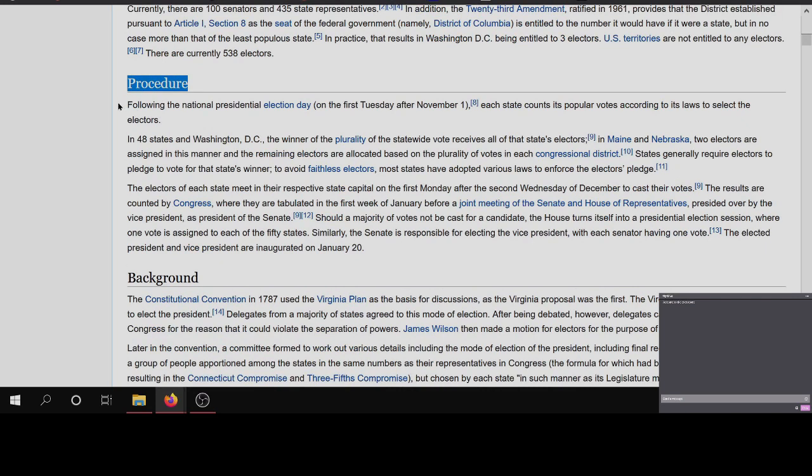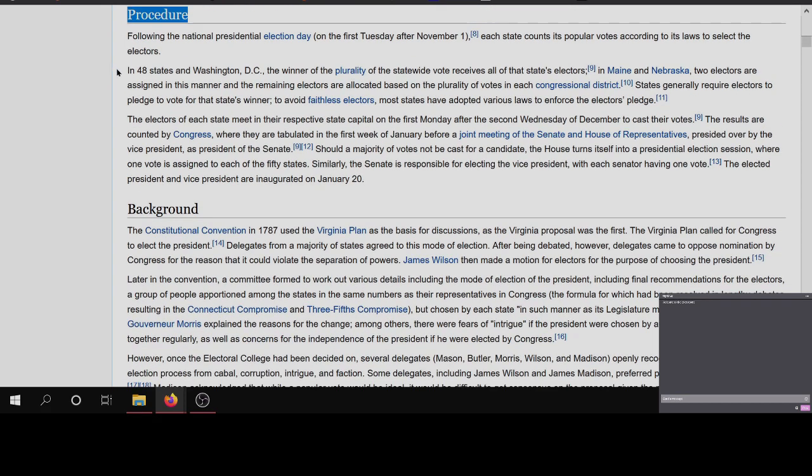Procedure. Following the national presidential election day on the first Tuesday after November 1st, each state counts its popular votes according to its laws to select the electors. In 48 states and Washington, D.C., the winner of the plurality of the statewide vote receives all of the state's electors. In Maine and Nebraska, 2 electors are assigned in this manner, and the remaining electors are allocated based on the plurality of votes in each congressional district.